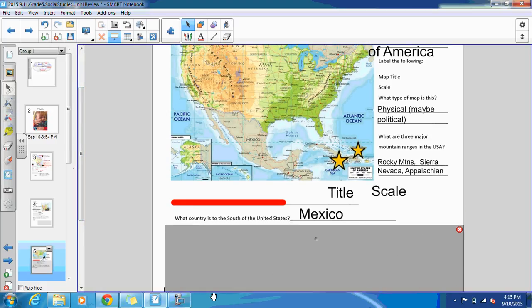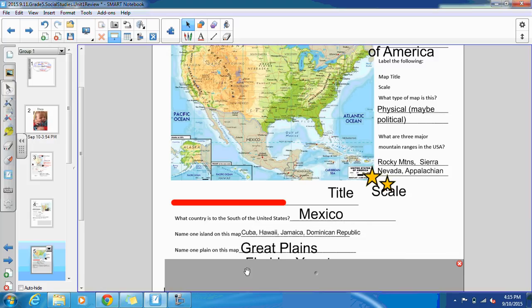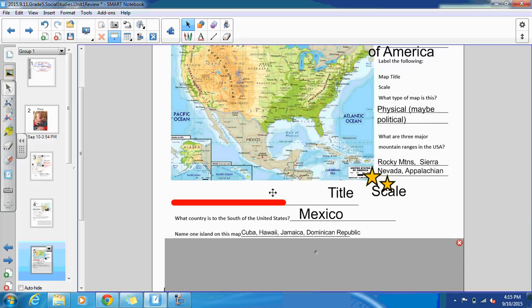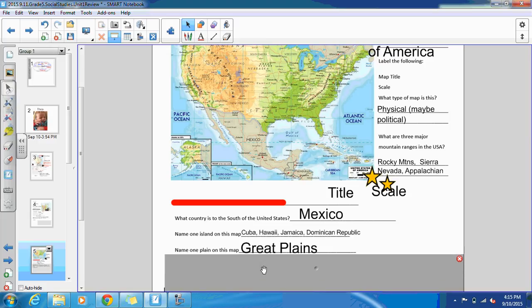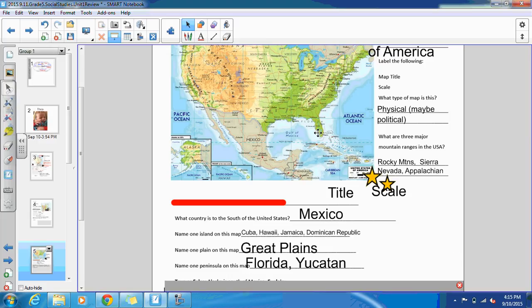Name 1 islands. So there are a lot of islands. So you could have said Hawaii. You could have said Cuba, Dominican Republic, and Haiti. You could have said Puerto Rico. You could have said the Bahamas. Any of those are fine. Anything in the Caribbean Sea is fine. Name 1 plain. The plain is the Great Plains. Name 1 peninsula. You could say the Florida Peninsula, or you could have said the Yucatan Peninsula.